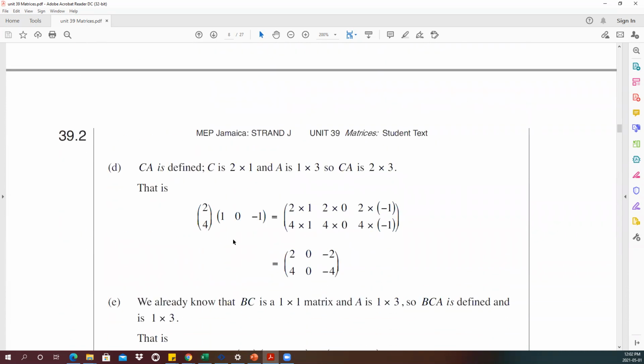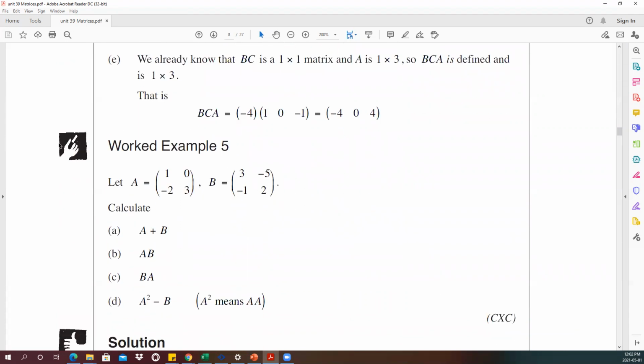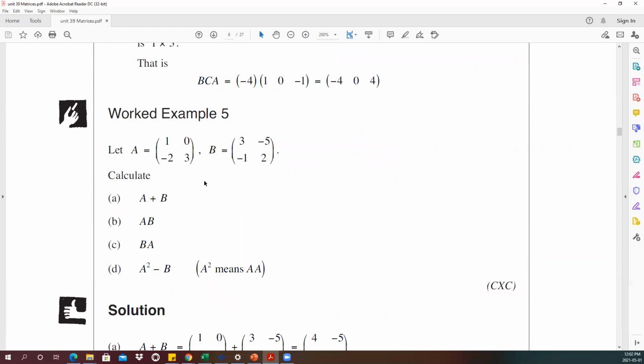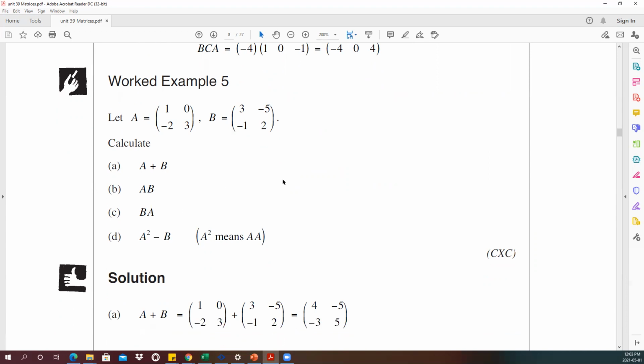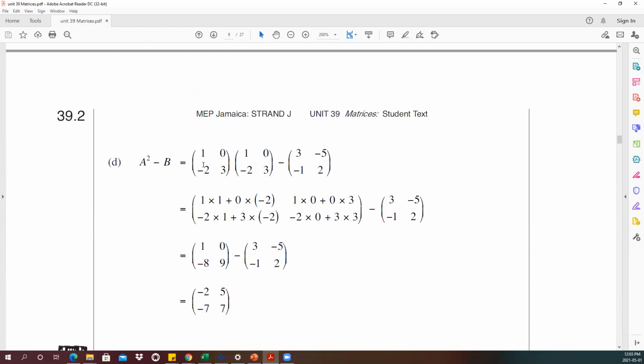Right, so I'll leave you guys to look back and look at that. All right, another set. A plus B, we know how to do that. A times B, we know how to do that. B times A, we know how to do that. A square just means A times A. And then they put minus B. So if you look at A square, you just see there A times A, you work that out, you get it simplified, and then you minus matrix B, and you're done.